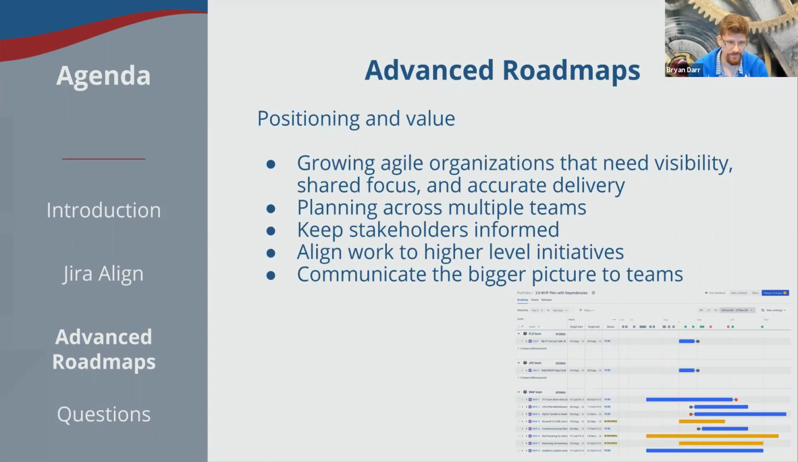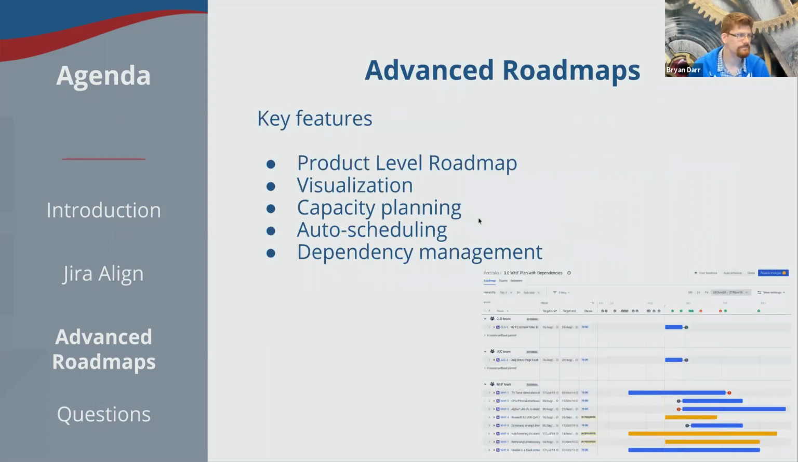This is where we are in our journey. The key features of advanced roadmaps are a product level roadmap, visualization of Jira issues on that roadmap, and also within a grid formation to see information more quickly. Capacity planning, auto scheduling of features for teams, and better dependency management through dependency visibilities.